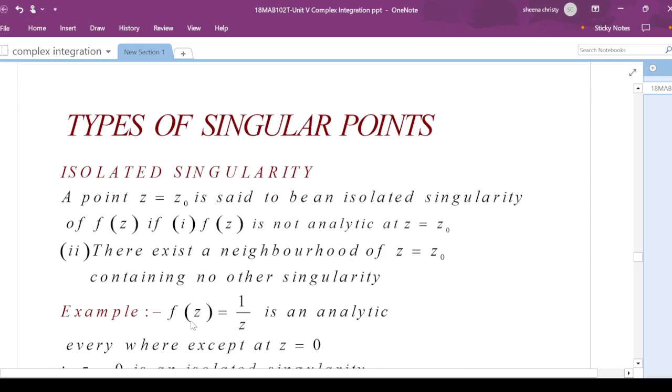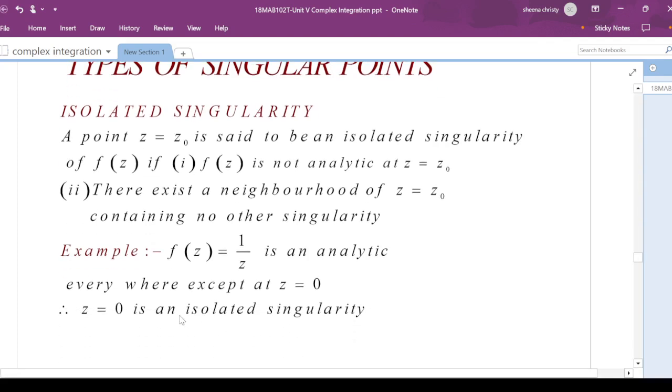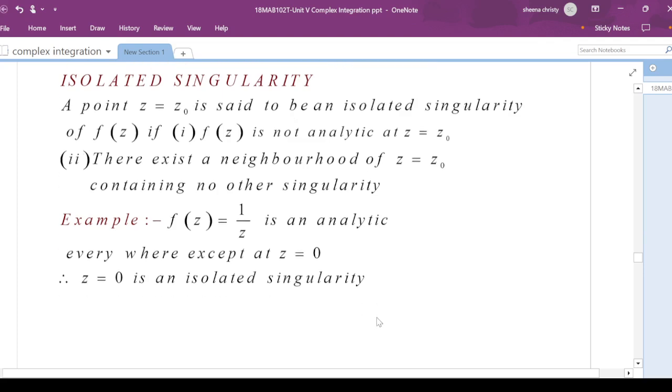For example, f of z equal to 1 by z is analytic everywhere except at z equal to 0. If you put z equal to 0 here, you will get infinity. Because of that, we are excluding z equal to 0, and by not considering z equal to 0, in all other points the function is analytic. Therefore, z equal to 0 is an isolated singular point.